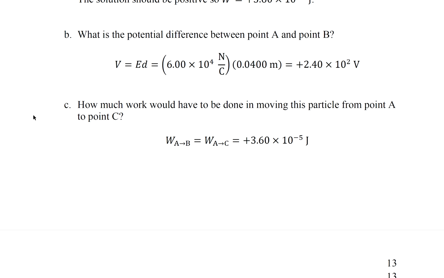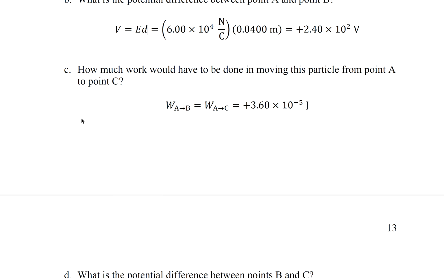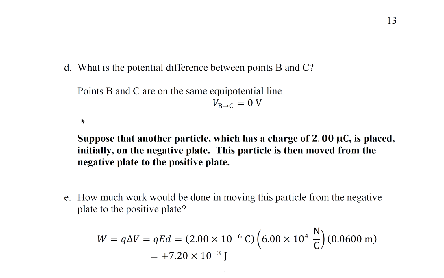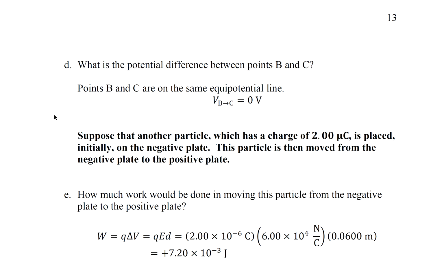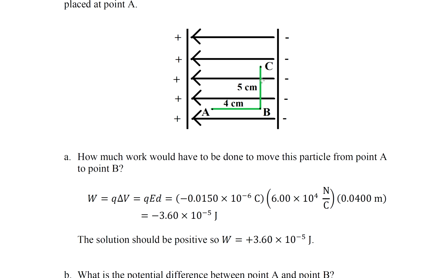Part C, how much work will have to be done in moving this particle from A to C? The work done from A to B is going to be equal to the work done from moving from A to C. Part D, what is the potential difference between point B and C? Well, B and C are on an equipotential surface, so it's going to be 0.